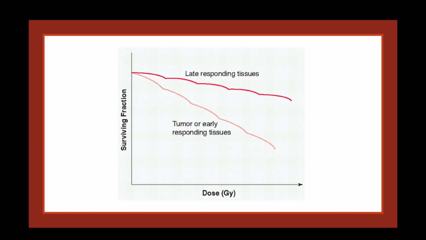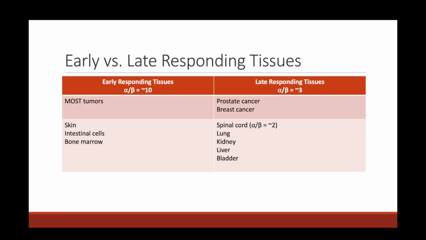If we take advantage of that and keep reproducing just that shoulder region by giving 2 gray per fraction, we're exploiting that fact to protect these late responding tissues, and hit the tumor as well as these early responding tissues a little bit harder. So hopefully that made a little bit of sense. And just to summarize what we have been alluding to this entire time, here is a table comparing early responding tissues versus late responding tissues.